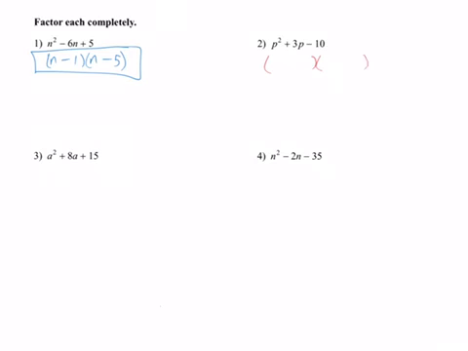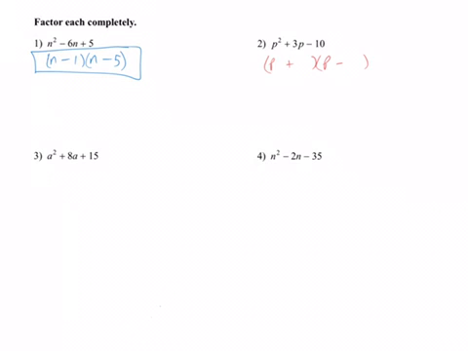There you go. I wrote my double set of parentheses. I know my first term is going to be a p and a p. My last sign is a negative, which means one of them has to be positive and one of them has to be negative. So I'm just going to write in positive, negative. And I pretty much always just write it in that order. I say plus, minus, and then I've got to figure out my other numbers.